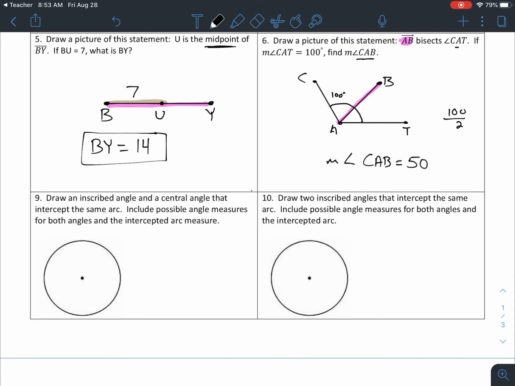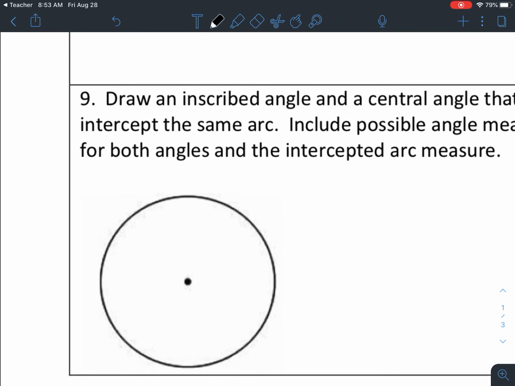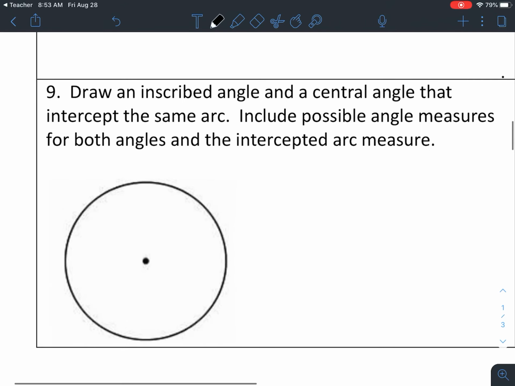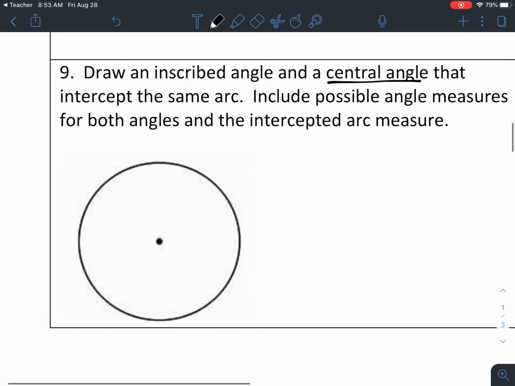We're going to skip 10, but we're going to do 9. Draw an inscribed angle and a central angle that intersect the same arc. So let's do a central angle, because we know that's going to be the center inside the circle.